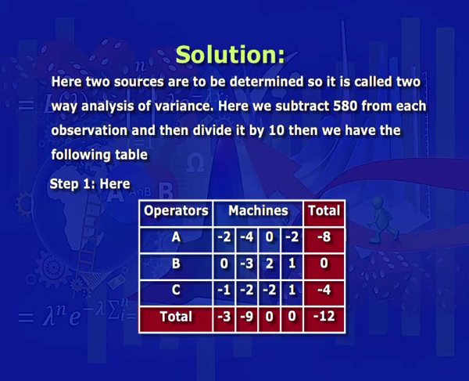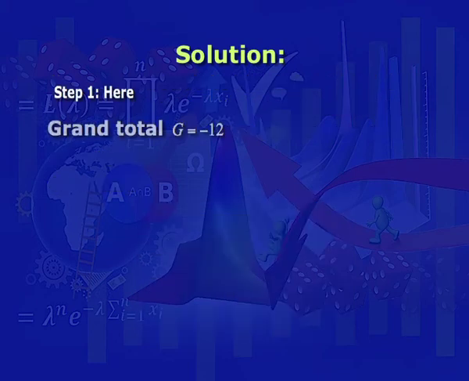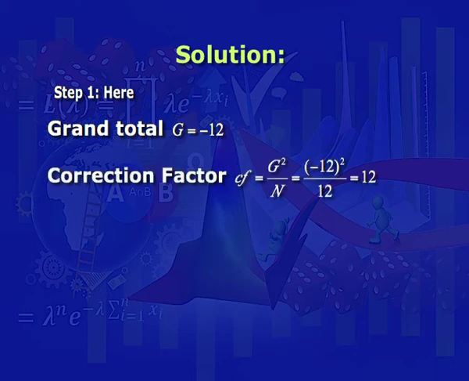Totals of the 3 rows are -8, 0 and -4. Similarly, totals for columns are -3, -9, 0, 0 and grand total is -12. So, we denote grand total G by -12. Correction factor CF equals G square upon N. Substituting the value of G, -12, its square becomes 144, divided by 12, which is equal to 12.